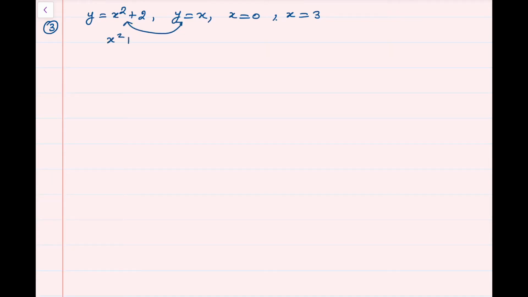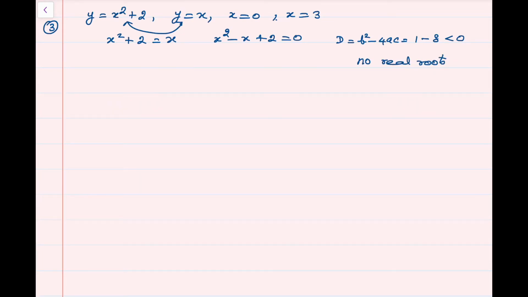x square plus 2 is equal to y, where y is x. Therefore, we get a quadratic equation in x. And here discriminant is b square minus 4ac, which is minus 1 the whole square is 1, minus 4 into 1 into 2, which is minus 7, negative. So, we do not have real roots. What does it mean? That means these two curves are not intersecting each other. There is no point of intersection.